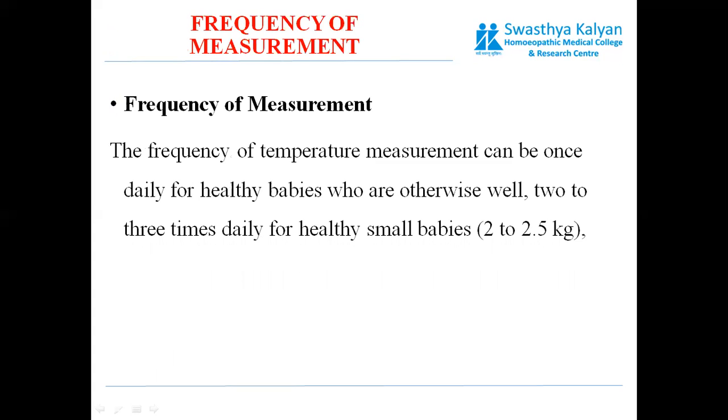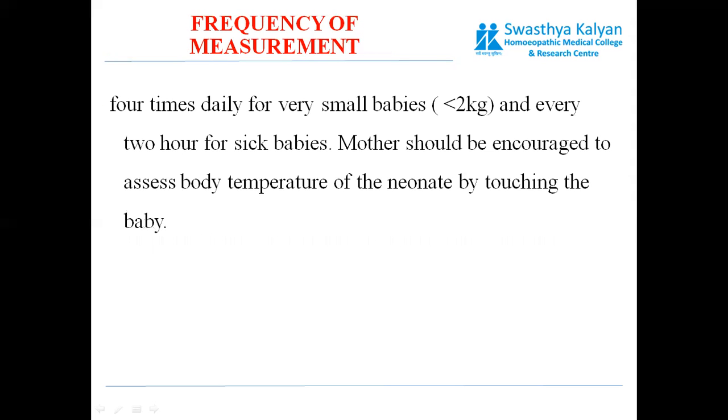So the frequency of the temperature measurement can be once daily for the healthy babies who are healthy and otherwise well. 2 to 3 times daily for healthy small babies. Healthy small babies means who have a birth weight between 2 to 2.5 kg. 4 times daily for very small babies. Very small babies mean who have a birth weight less than 2 kg. And we have to measure temperature every 2 hours for the sick babies.